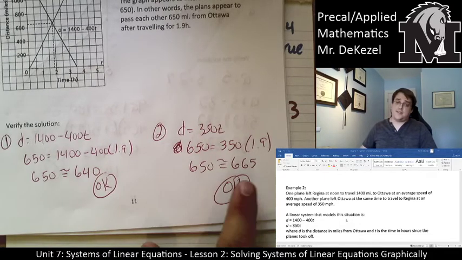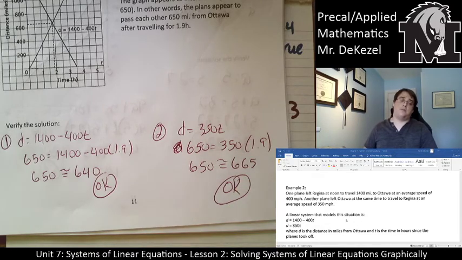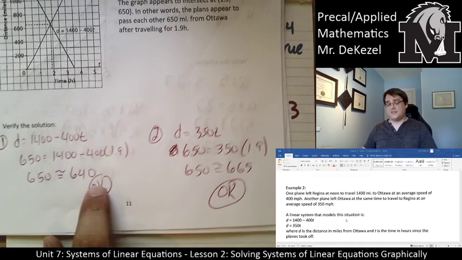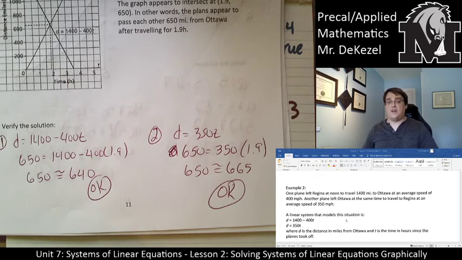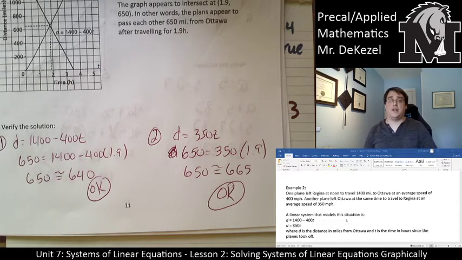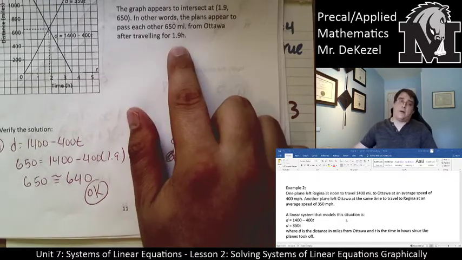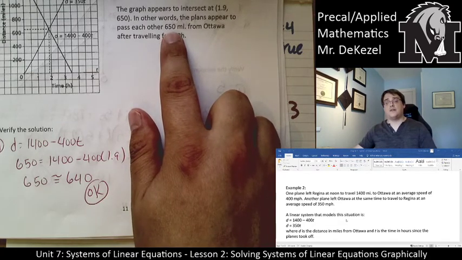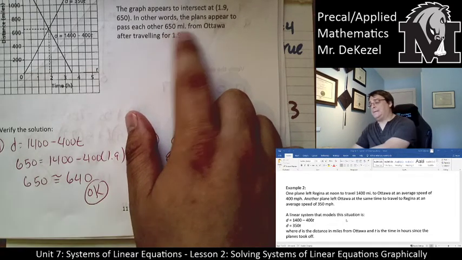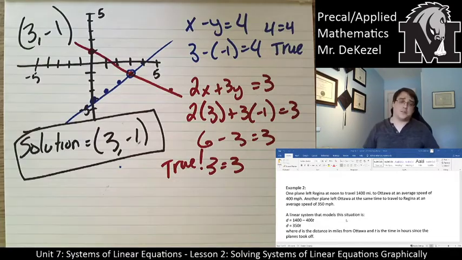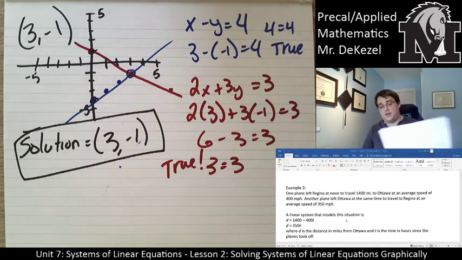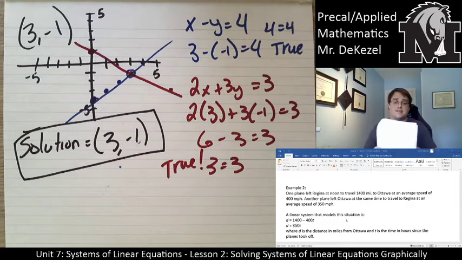Again, we consider that fairly close with the estimation, so that would be okay. If you got 650 and 700, no, that would be too far off. Or 650 and 600, that would be too far off. It needs to be reasonably close whenever we're estimating. So verifying the solutions, we found that that is all right. It is approximately 1.9 hours that they'll cross at, and 650 miles from Ottawa. If there are any particular questions about that, please let me know. But I think that when you're estimating, that was a pretty clear way to do it.